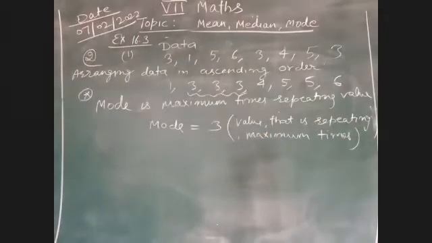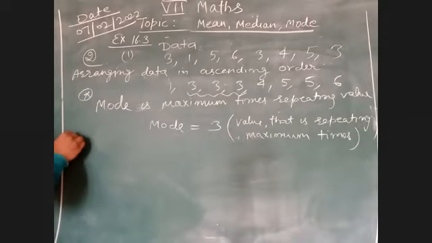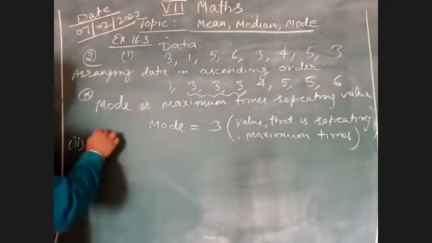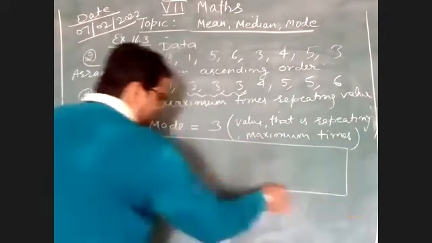Mode is a value that is repeating maximum time. Now from the second part of this question, second question, a table is given and you have to find out the mode from the table. And this is the grouped data in which a table is given, this is your table.